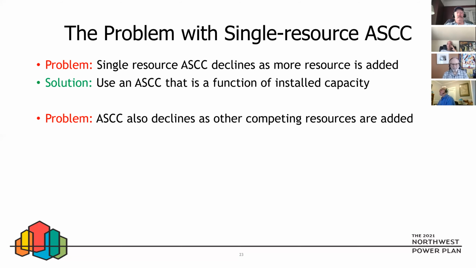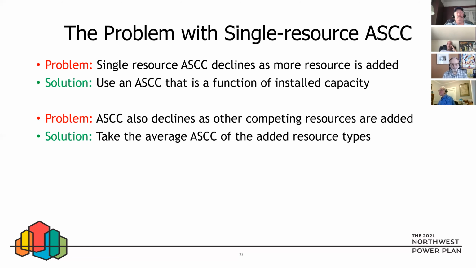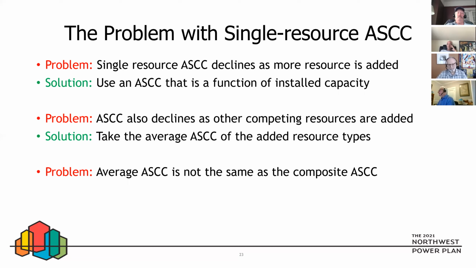What if you add a competing resource? And by competing, I mean a resource that competes with other resources like the hydro storage. Same thing happens. If you had 100 megawatts of wind, and then you add another 100 megawatts of wind, ASCC goes down. You add 100 megawatts of wind and 100 megawatts of solar, same thing happens. What's the solution? Well, how about if you take the average? Well, that would work, except that in studies that we've done, we've recognized that the composite ASCC of those combo resources is not the average.